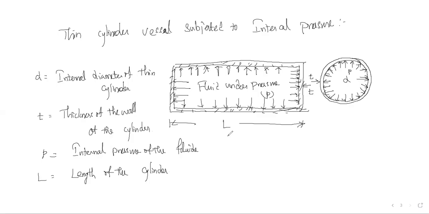Okay, so because there are two pressures acting, one in the circumference and another in the longitudinal direction, the failure is going to happen. Based on the direction in which it is acting, the force will be separated into two different names.